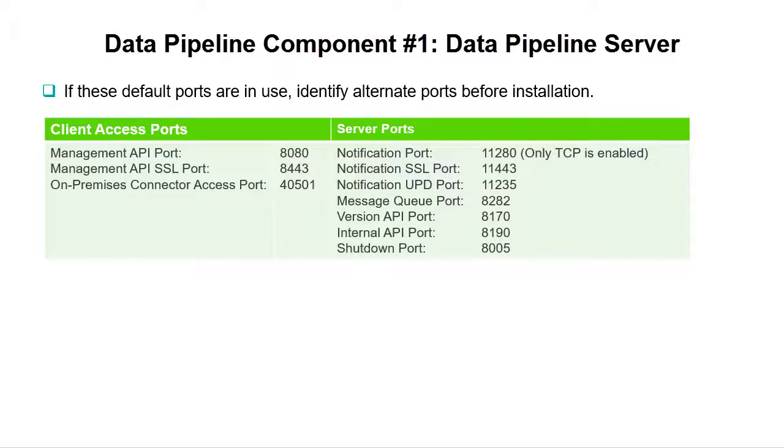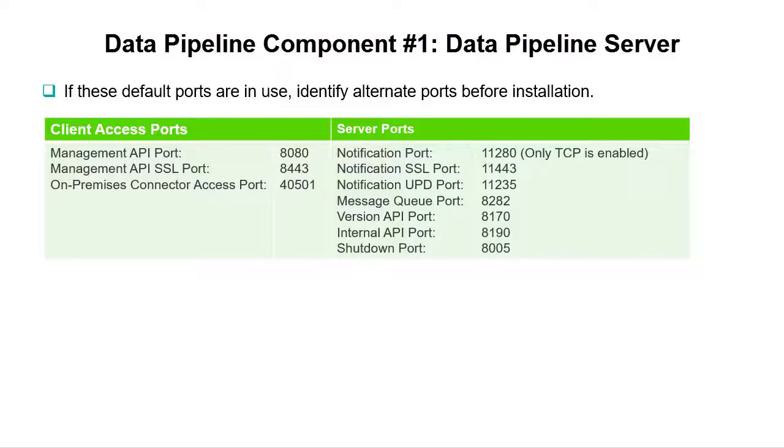This is a list of default ports used by the data pipeline server. If any are not available, you should identify alternate ports ahead of time. Otherwise, if the data pipeline installer encounters a port conflict during installation, you have to resolve the conflict right then to continue with installation.